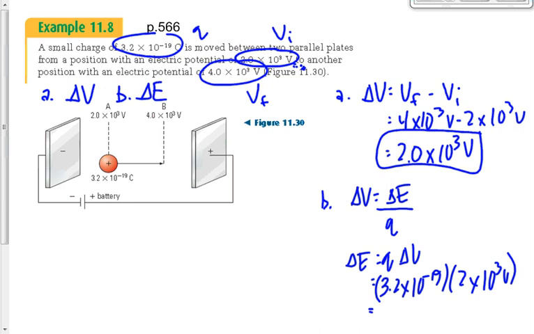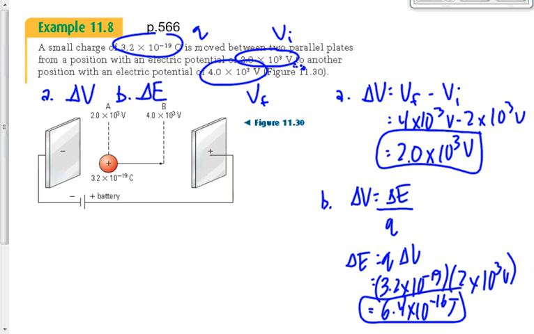Multiply those together, guys, we're going to get 6.4 times 10 to the minus 16. And that would be in joules. 6.4 times 10 to the minus 16 joules. No direction, no direction. Energy is a scalar, right, Braden?